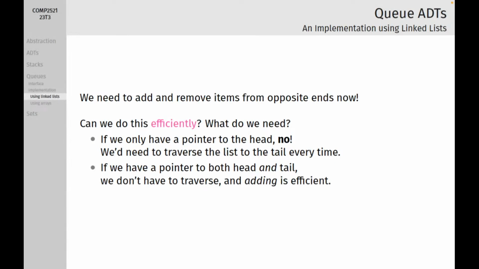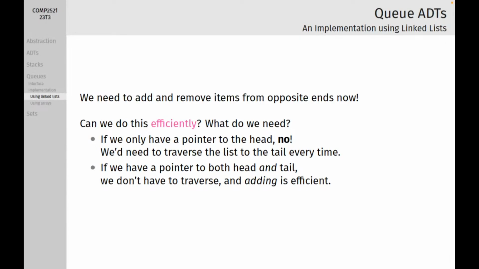But if you have a pointer to both the head and the tail of the list, so you have a pointer to the first node and the last node, then you don't have to traverse, as long as you choose the right operation to perform at the start and at the end. So you have to choose wisely here. What happens if we try to insert at the front of the list, at the head of the list, and remove from the tail? If we do that, then we can certainly add to the front of the list very efficiently, right?